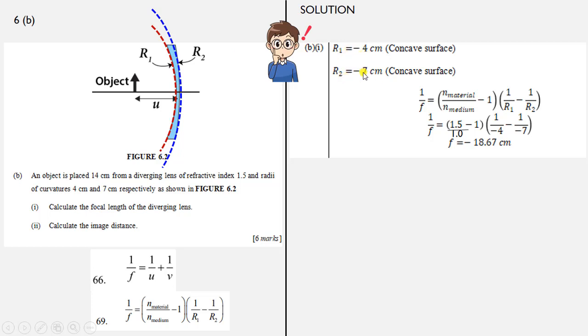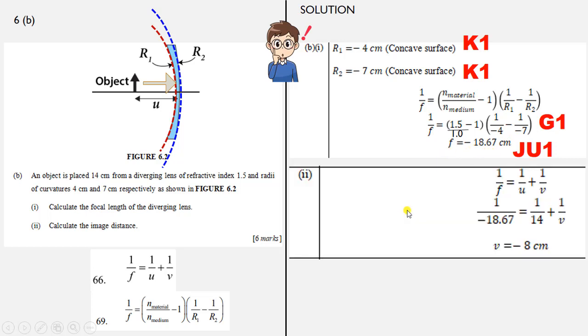Why do we have a negative sign for both R1 and R2? This is how we determine the sign convention for R. Seen from the object, you can see very obviously R1 is a concave surface. R2 also is a concave surface. So we should put a negative sign for both R1 and R2. Then we put the values into the Lens-Maker equation, then we solve it, we will get the focal length is negative 18.67 cm. Proceed to the second question.